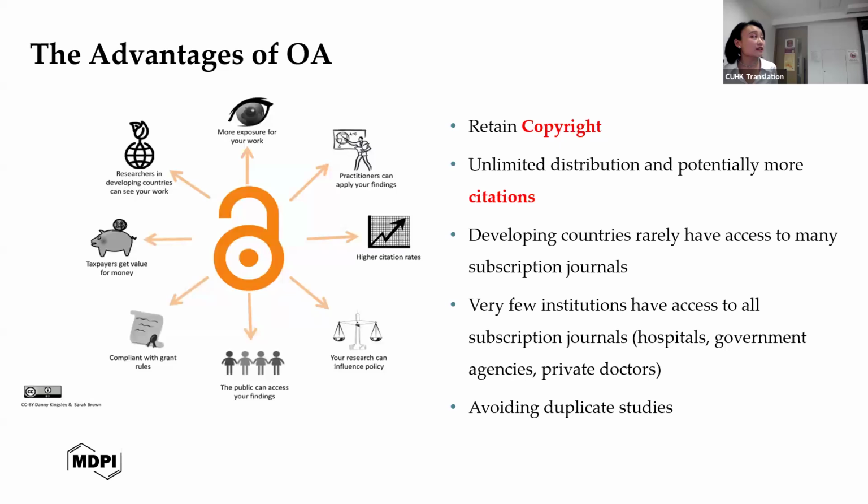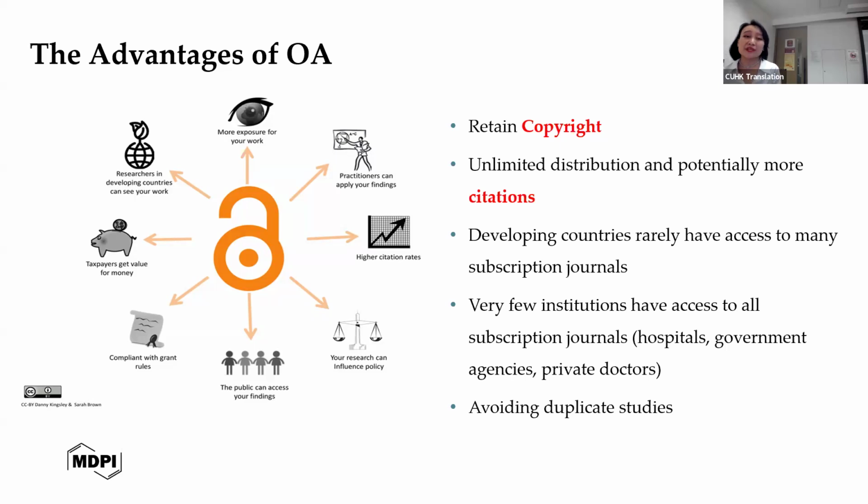And here in this page, I listed some of the advantages of open access. Well, the first is that the authors will retain the copyright of their own publications, and there will be unlimited distribution and potentially more citations, because anybody can see your paper and cite your paper freely. And so the developing countries really have access to so many separate subscription journals.